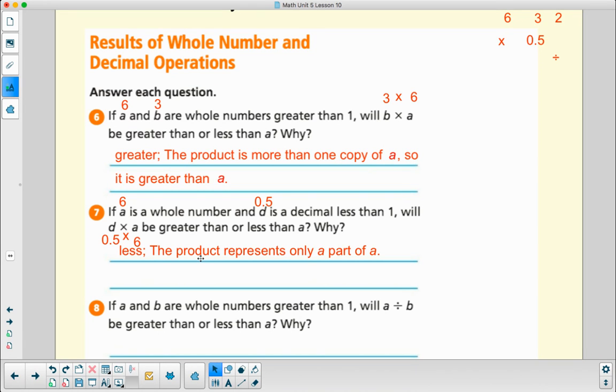It's going to be less than 6. 5/10 multiplied by 6 is less than 6, right? The product represents only part of A. Why is that? Well, I'm only taking part of a group of 6. I'm taking 5/10 of a group of 6. Basically half of 6, aren't I?